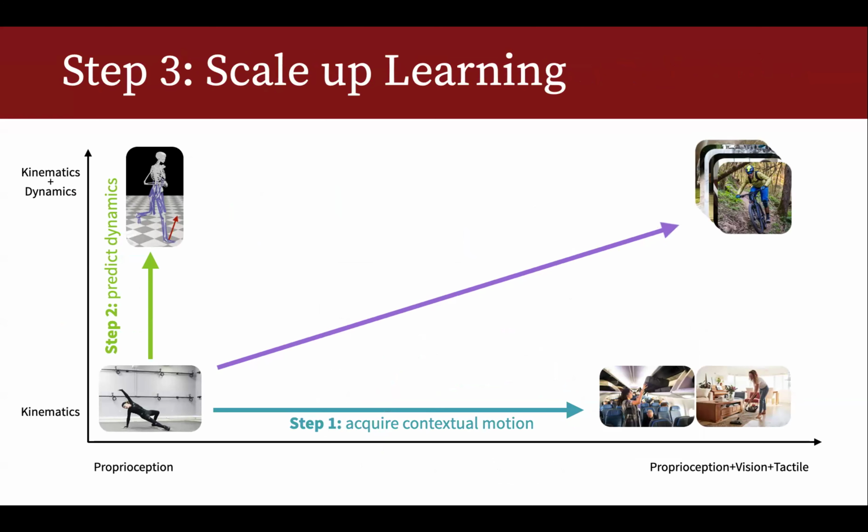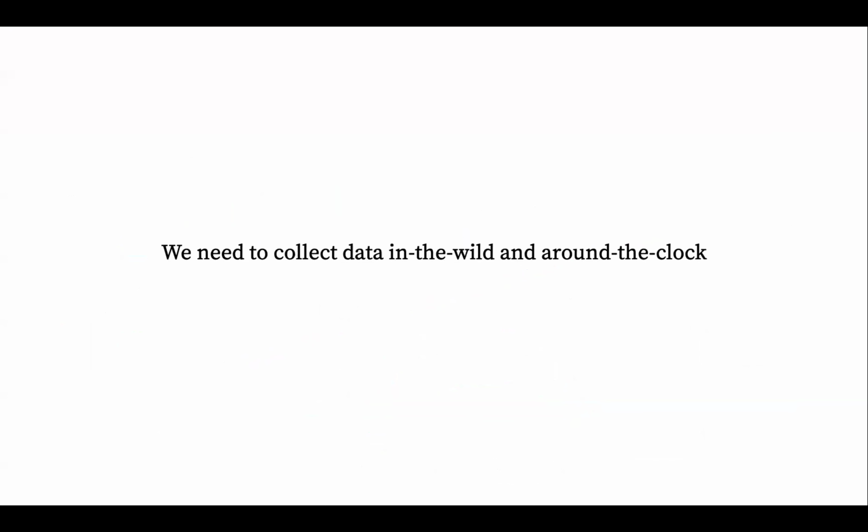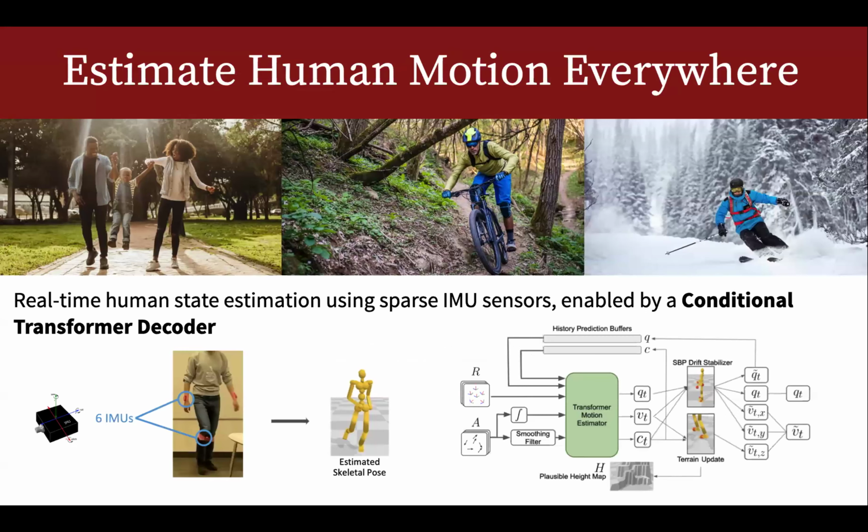The last step is about scaling up the learning process. We need a lot more data. That means we need to collect data in the wild around the clock. There are many different approaches. One approach I'm going to talk about today is to just use cheap wearable sensors, IMUs specifically. We want to build an IMU motion capture system that you can wear and go out in the wild to perform mountain biking, skiing, or simply playing with your kids, and collect the data for the community.